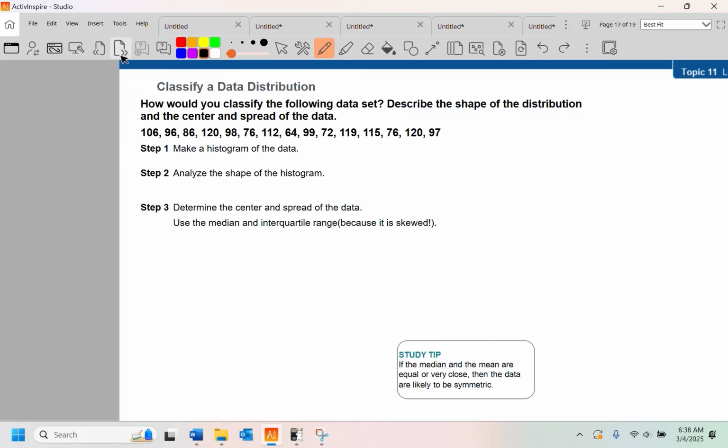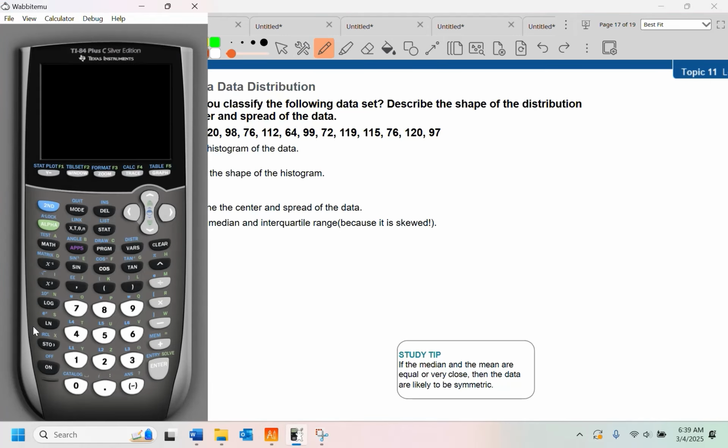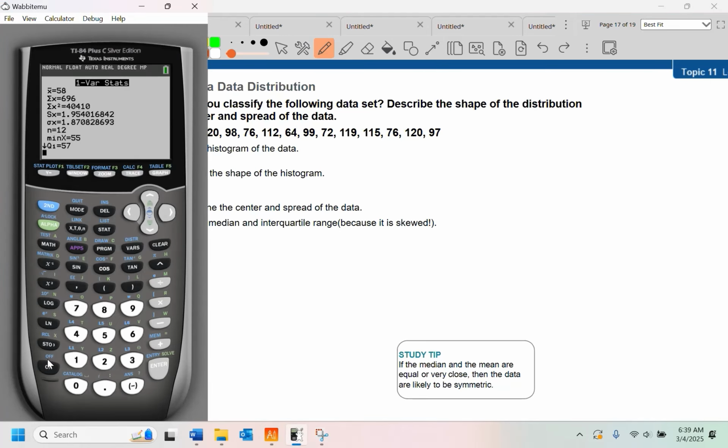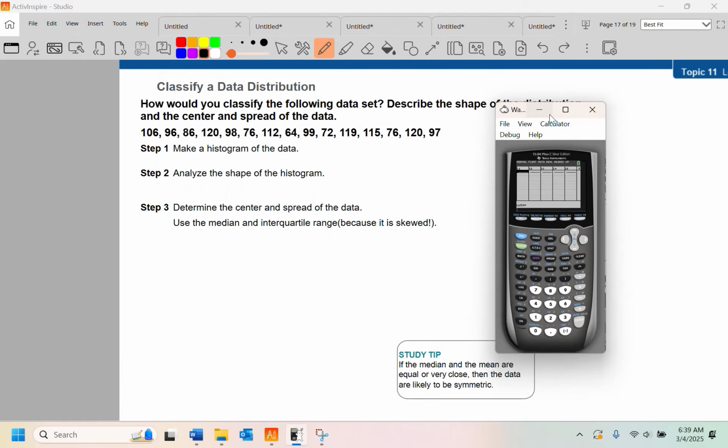All right, we're almost done with this set of notes. How would you classify the following data set? Describe the shape of the distribution and the center and spread of the data. So they want us to make a histogram. I don't want to do that by hand. I'm not going to ask you to do that by hand. I probably should, but the calculator does such a good job of it, I'm not going to spend time on it.